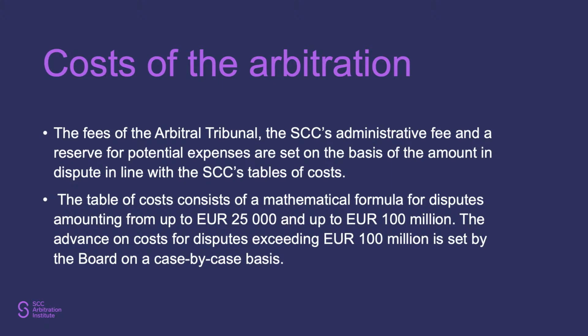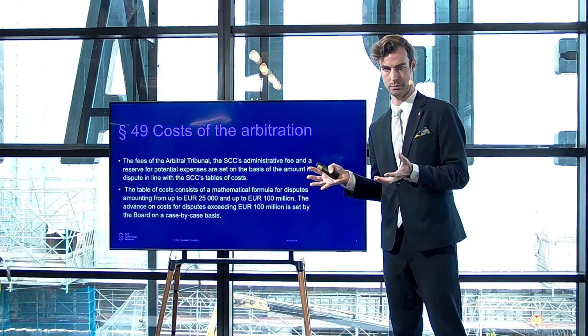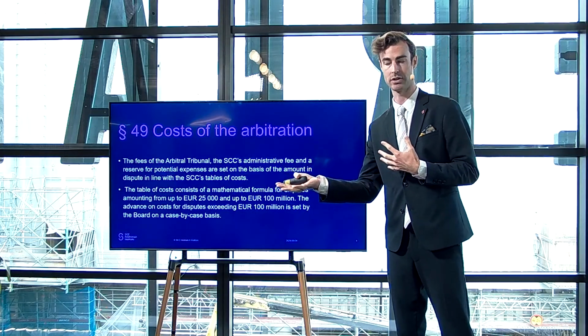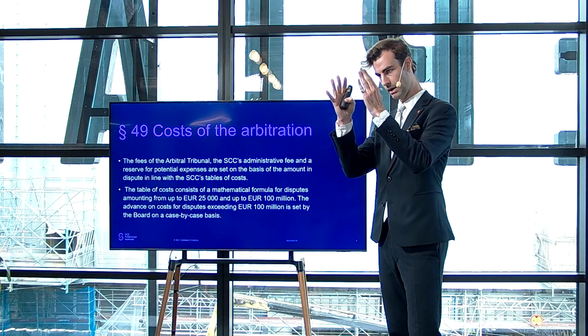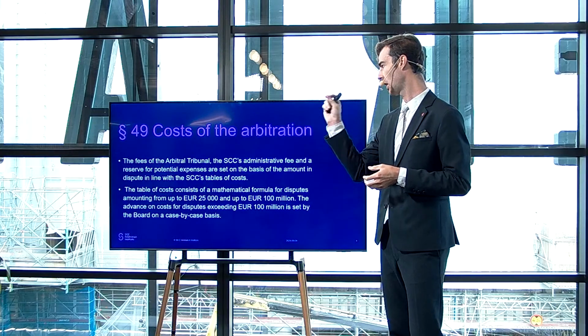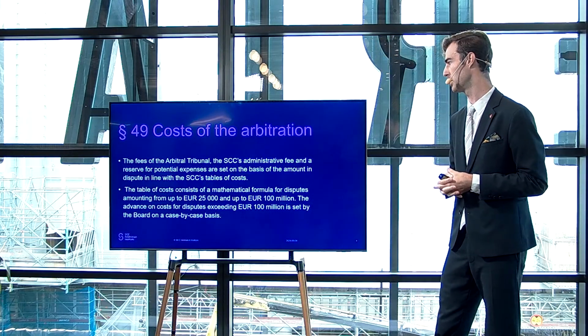And how are those fees calculated? Well, the rules go on to explain that the fees of the arbitral tribunal and the SCC's administrative fee, as well as a reserve amount for those potential additional expenses, are calculated on the basis of the amount in dispute. What is it that the parties are claiming or potentially counterclaiming? And then, in line with the SCC's table of costs, which forms part of the SCC Rules, we then come to a number, the costs of the arbitration.